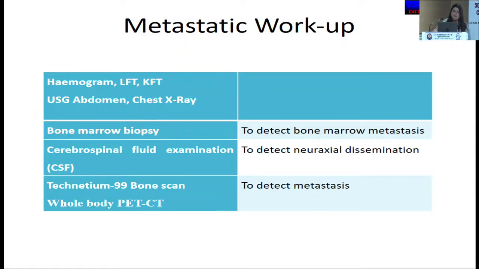Then we need help from our pediatric oncology colleagues because the child would need a metastatic workup in the form of blood biochemistry, ultrasound abdomen, chest x-ray, bone marrow biopsy, and CSF examination. They also usually do a whole body bone scan and sometimes also go for a whole body PET CT to look for any distant spread.